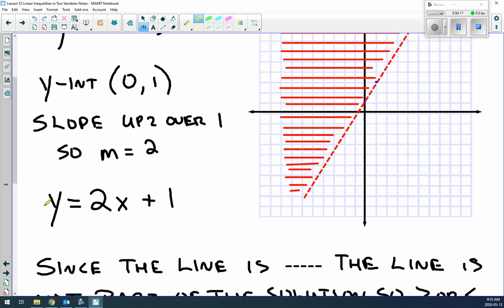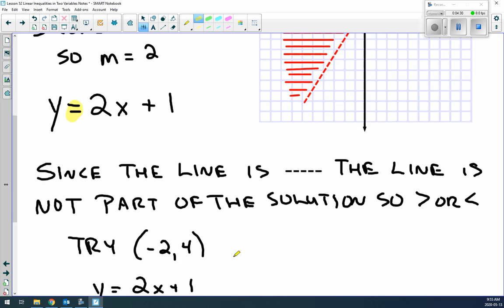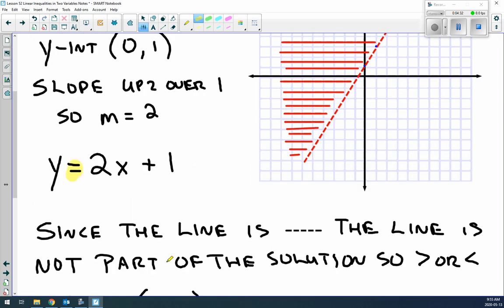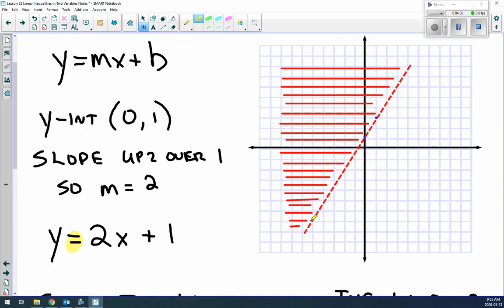So there's the basic equation: y equals 2x plus 1. But we know right away that the equals sign is just a placeholder for now. It's either going to be greater than or less than, since the line is dotted. So we can try a point. What point do we try? Negative 2, 4. Is that part of the solution? Let's check negative 2, 4. Yeah, it's part of the solution.